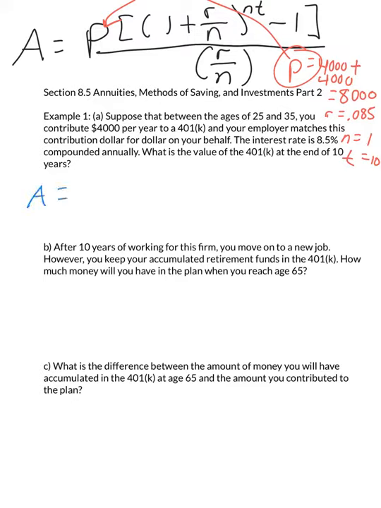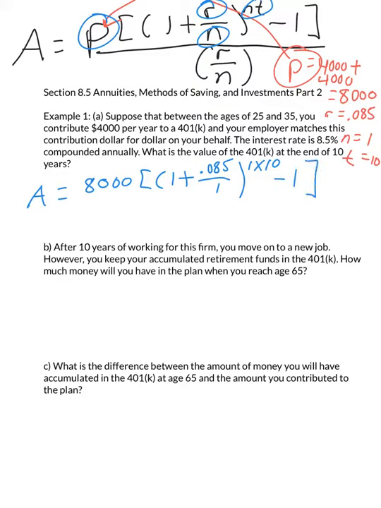So the whole amount equals, we said the principal P, the deposit amount, is $8,000, bracket parenthesis 1 plus, we said R was 0.085 over N was 1 for compounded annually, raised to the N times T power, so that's 1 for N, times the time was 10 years, minus the 1 from the formula, bring it down, all over, parentheses R again was 0.085 over N again is still 1.